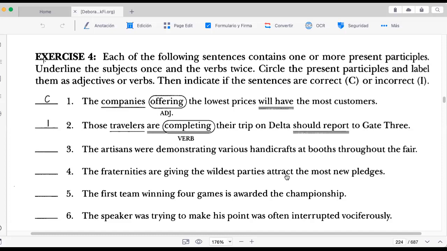Correct? I have a question for you. What if we say this? The fraternities are giving the wildest parties, attracting the most new pledges. Will it be right? No. No, because we already have the ing at first. It is not necessary to use attracting here.